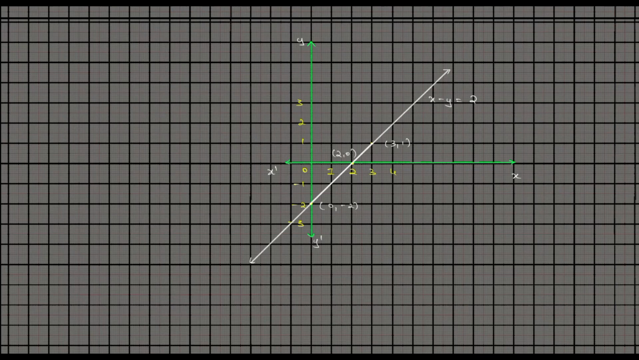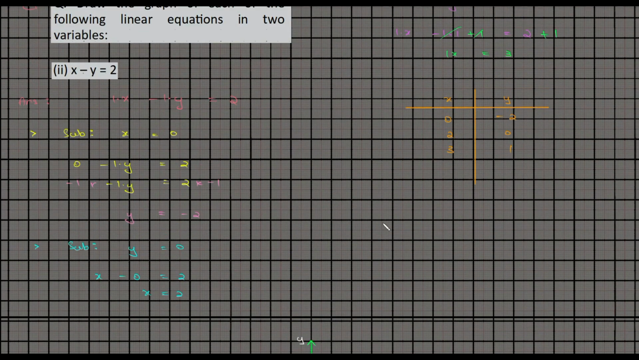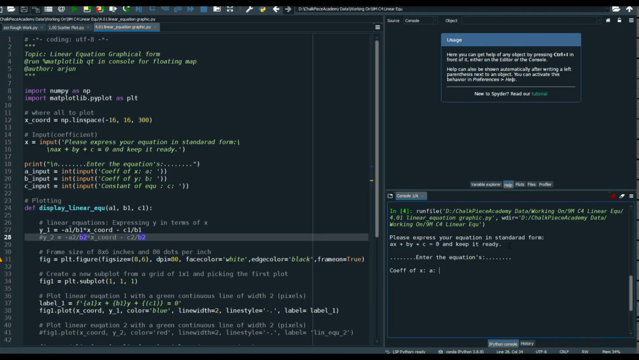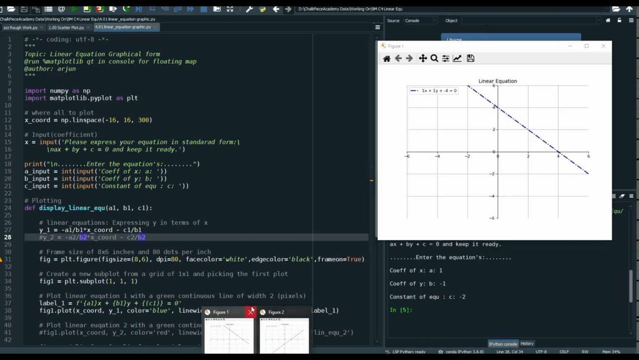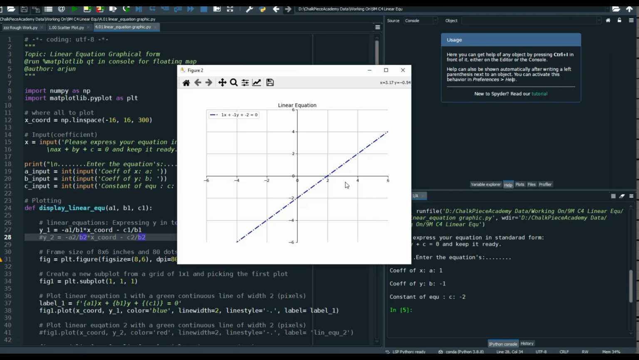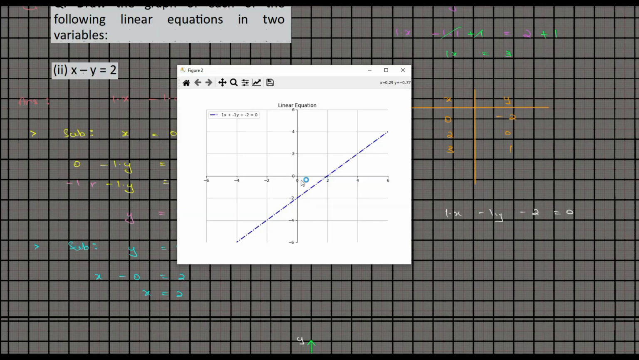So we need to write it in standard form first. So this says one x minus 1y, transposing it, minus 2 is equal to 0. So we have 1, minus 1 and minus 2. The coefficient of y, that is b, is minus 1, and the constant is minus 2. Wait, minus 2. And you have this graph. No, wait, that's not it. This graph. Okay, let's cross check.